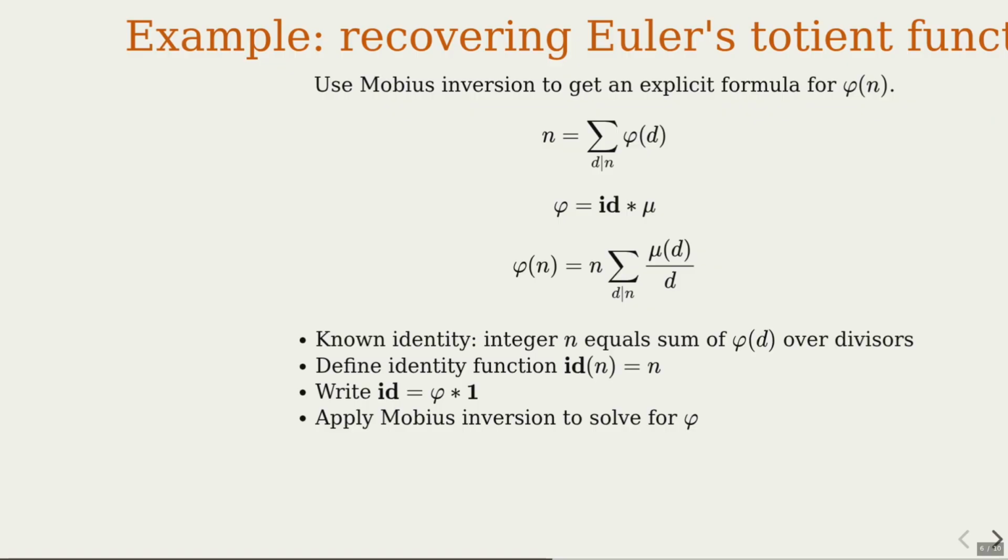Right. Since the identity function equals phi convolved with 1, the inversion theorem tells us that phi equals the identity convolved with mu. The formula at the bottom expresses phi of n as n times a weighted average over its divisors, with the weights coming from mu divided by d.